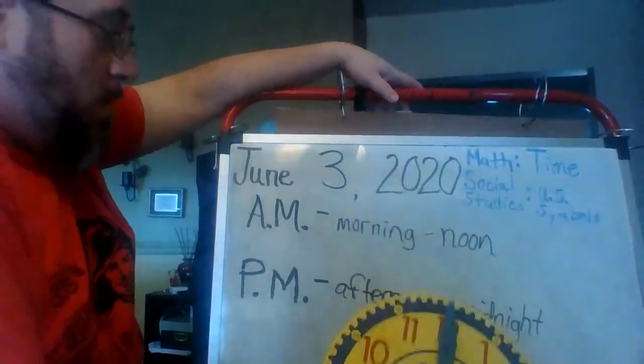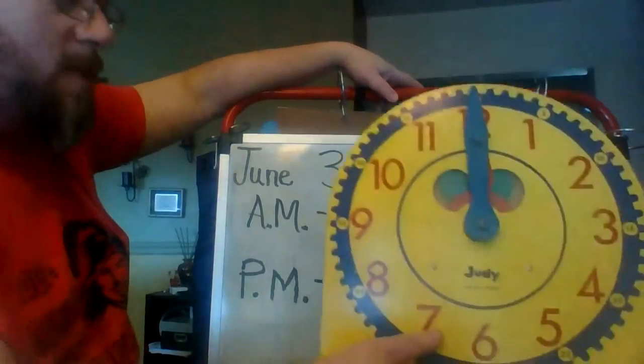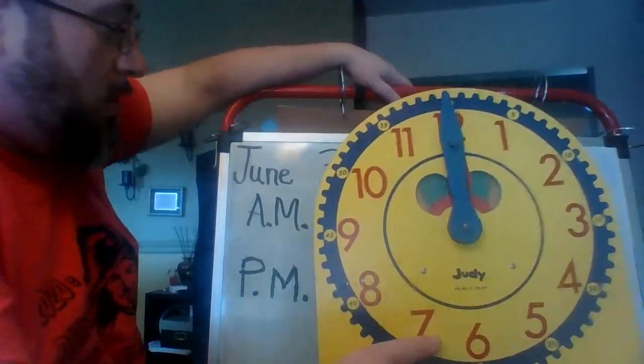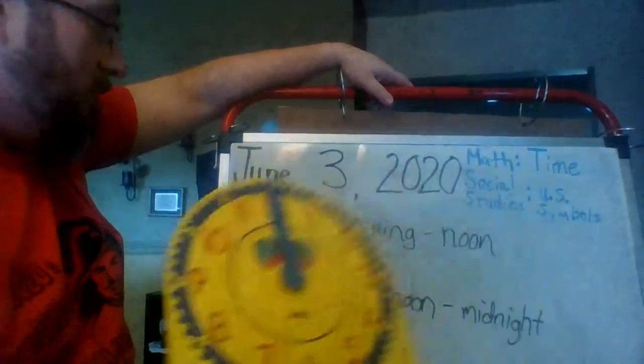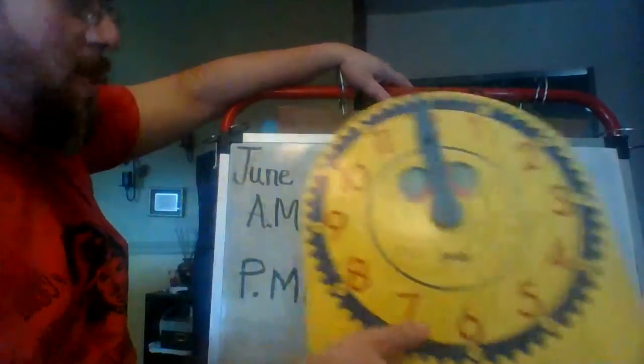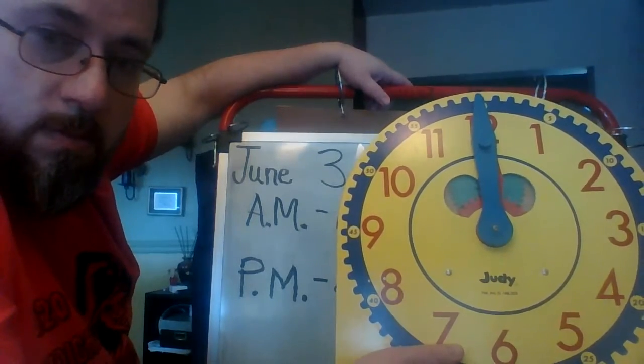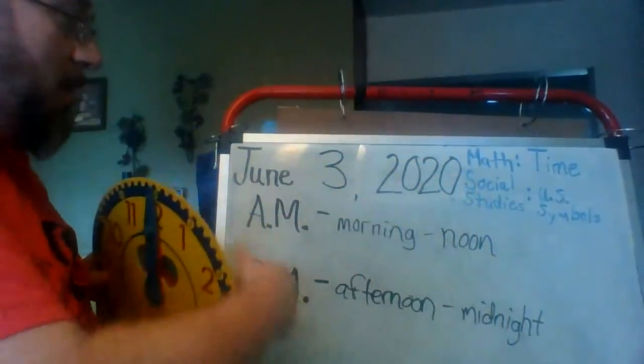So midnight, the 12 o'clock midnight, is the one we are sleeping during. And 12 o'clock noon is the first PM time, and that's the time we usually eat lunch. So hopefully that helps you think about AM and PM.